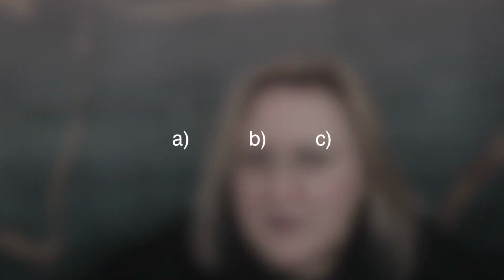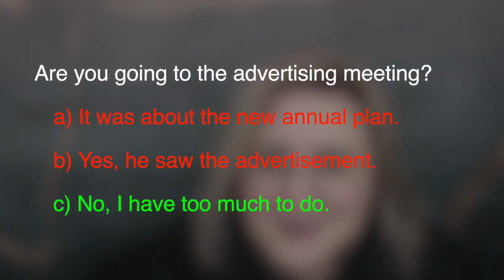For example, "Are you going to the advertising meeting?" A, "It was about the new annual plan." B, "Yes, he saw the advertisement." C, "No, I have too much to do." Here, the answer is C. "No, I have too much to do."